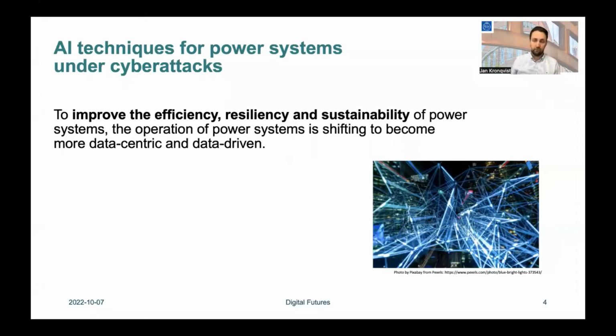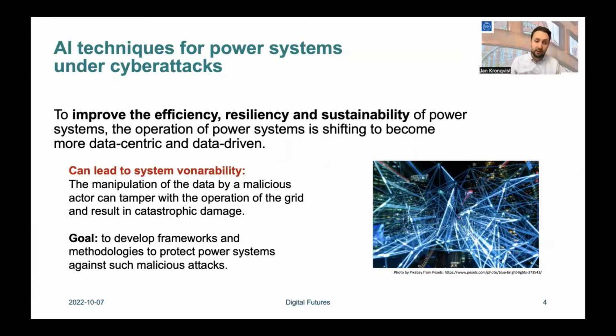First, a brief motivation to this research. So in order to improve efficiency, resiliency, and sustainability of power systems, the operation of power systems is now shifting to become more data-centric and data-driven. And this is a good thing. But this can also lead to system vulnerabilities. So for example, the manipulation of data by a malicious actor can really tamper with the operation of the grid and result in catastrophic damage.